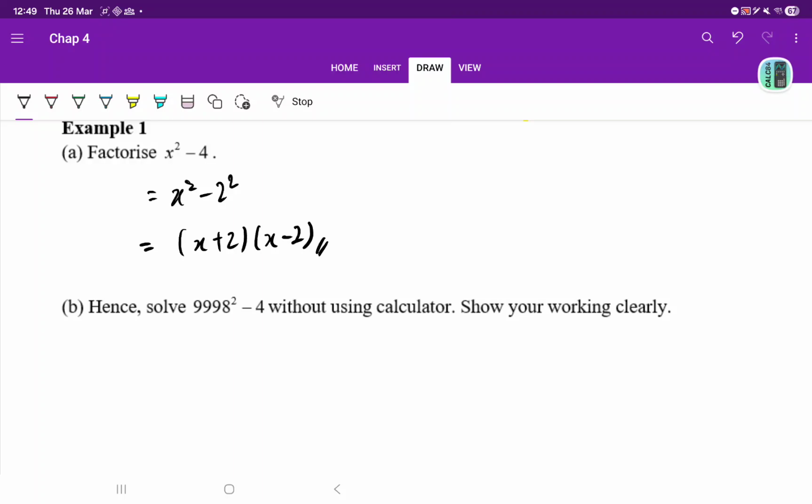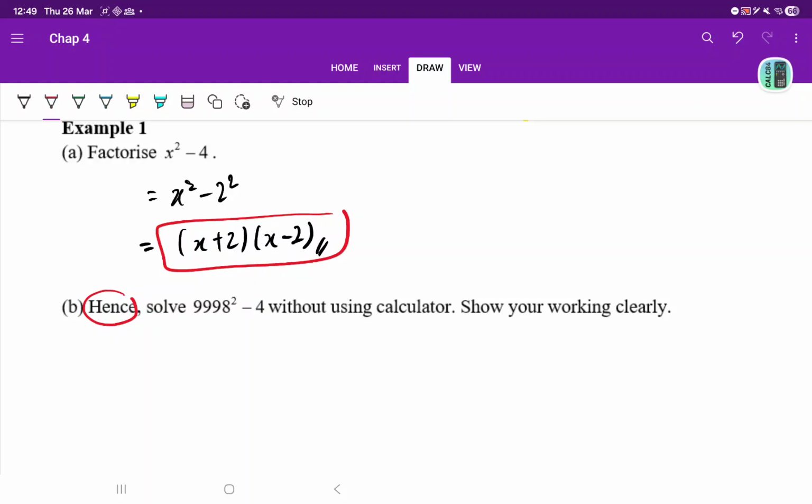Doing the factorization in part A is standard. So in O level, for such application questions, the first part is usually a standard one: factorize or expand or simplify. Then in part B, they will lead with "hence". Hence means you must use your answer to the previous part. So there must be a connection between this answer and the previous one somehow.